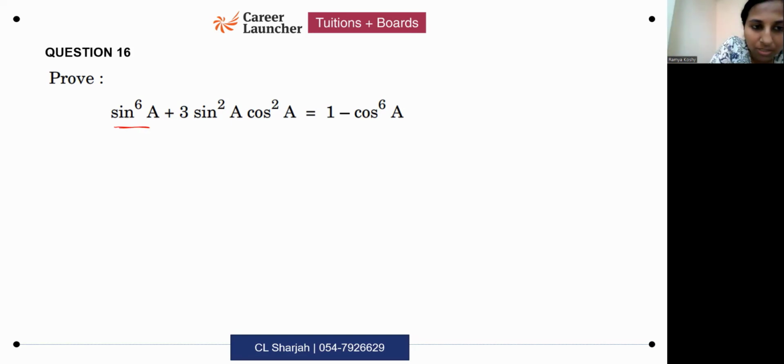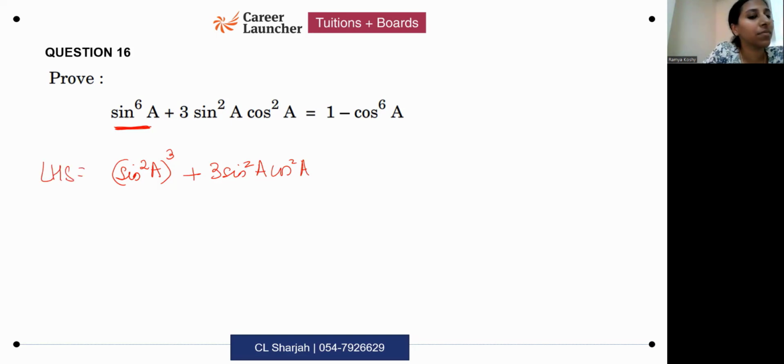Here, sine A to the power 6 I will write as sine square A the whole cube, plus 3 sine square A cos square A. This is the LHS. LHS is sine square A cube. So every time I see higher powers, this will be my first aim: let me try writing in terms of squares.